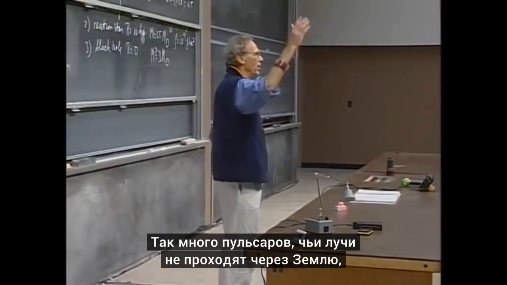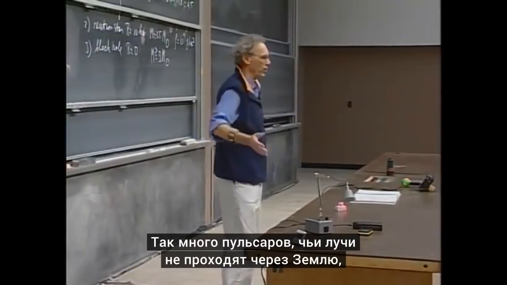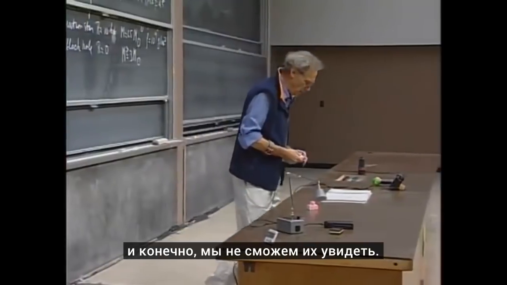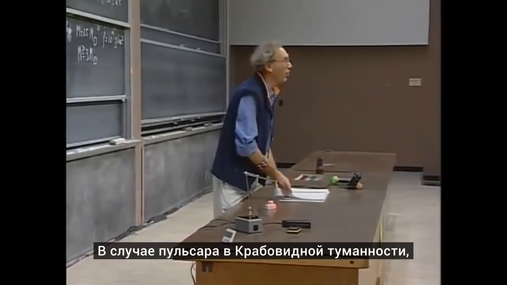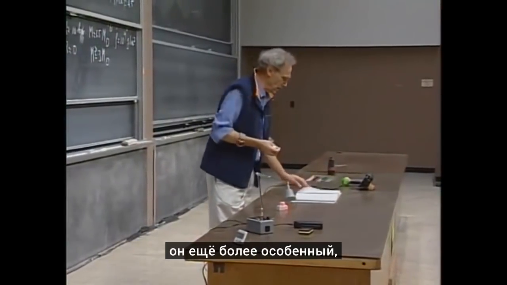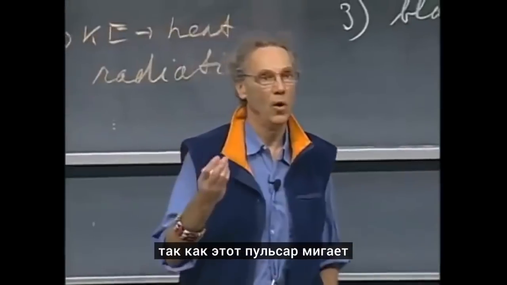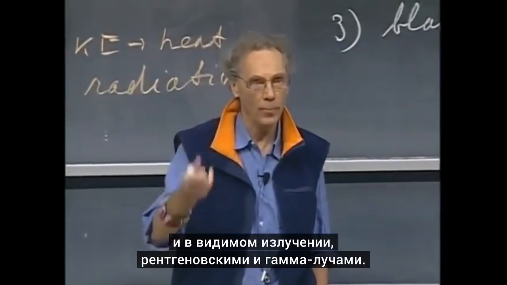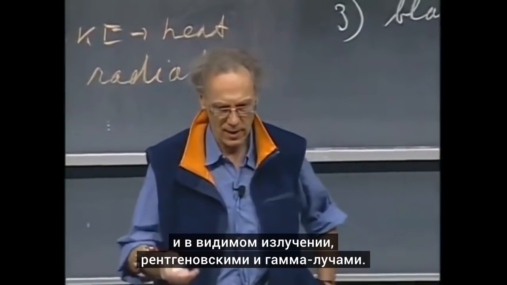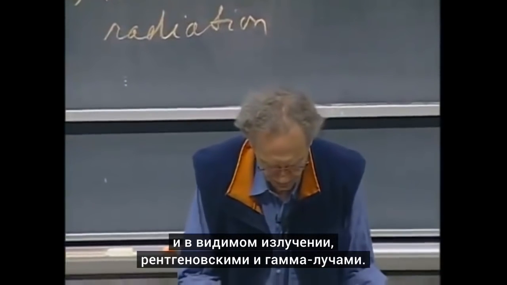So many pulsars whose beam doesn't sweep over the Earth, we would never be able to see, of course. And in the case of the pulsar in the Crab, it's even more special because that pulsar also blinks at us in the optical, in the X-rays, and in the gamma rays.